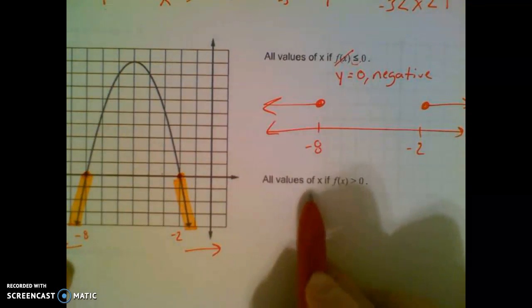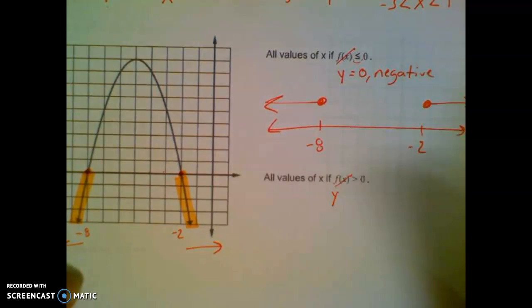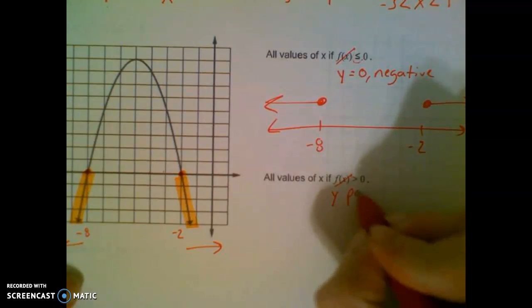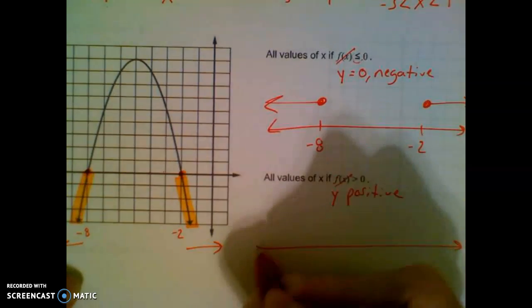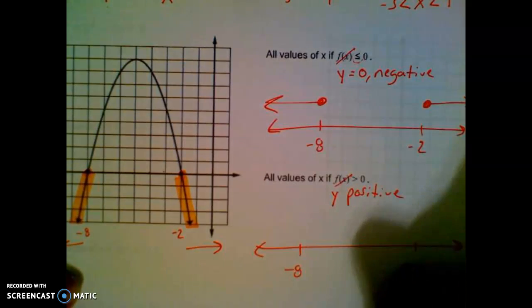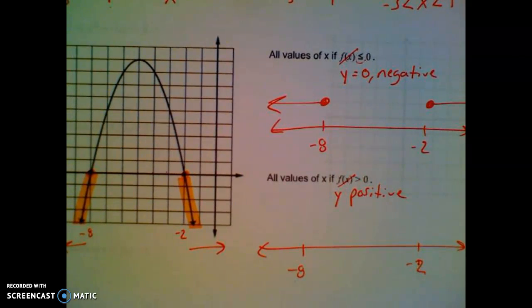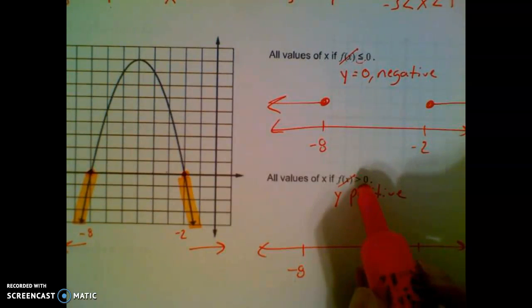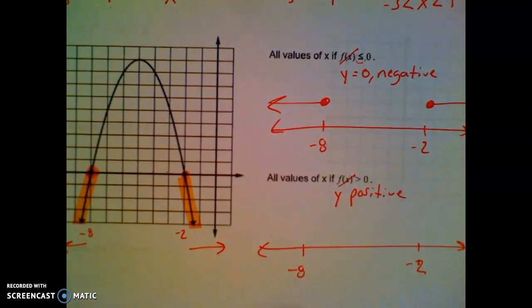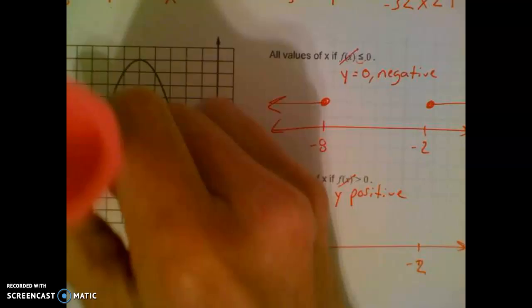All right, all values of x if f of x is greater than 0. That just means y is greater than 0, and greater than 0 means positive. Okay, it's going to be the exact same number line. I'm just going to go ahead and fill that in. If I were to do this problem separately, I would also go, oh, well, I don't want to actually equal 0, so I have an open circle. You can't tell it's open, but I would have an open circle there, and it'd be everything above the x-axis.